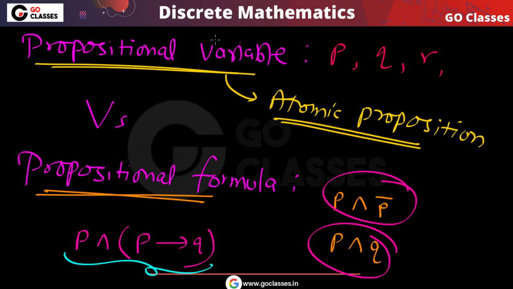So a propositional variable represents an atomic proposition, or I can say an atomic proposition is represented by a propositional variable p, q, r. And this type of thing is a propositional formula. For example, p implies p bar is also a propositional formula. This type of compound proposition is called a propositional formula. Remember, this is also a propositional formula.